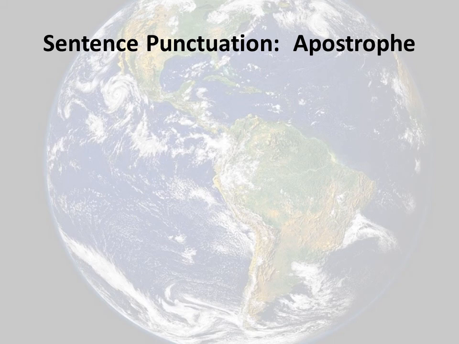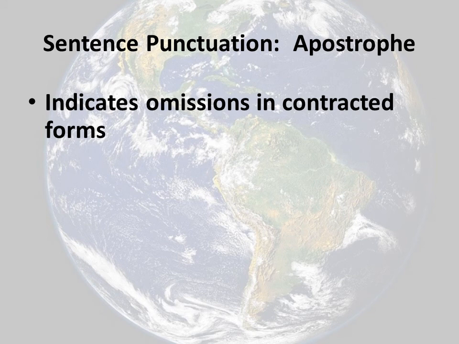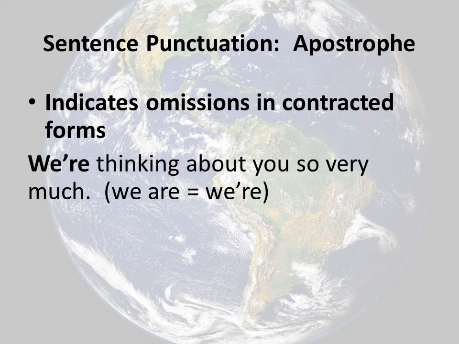And then we have apostrophes. Apostrophes have 2 main functions. The first function is to indicate an omission in contracted forms. So with words like can't, won't, I'll. Here we have the sentence, "We're thinking about you so very much." So we're is spelled W-E apostrophe R-E with no extra spaces before or after the apostrophe. So the apostrophe takes the place of what is taken out or omitted.